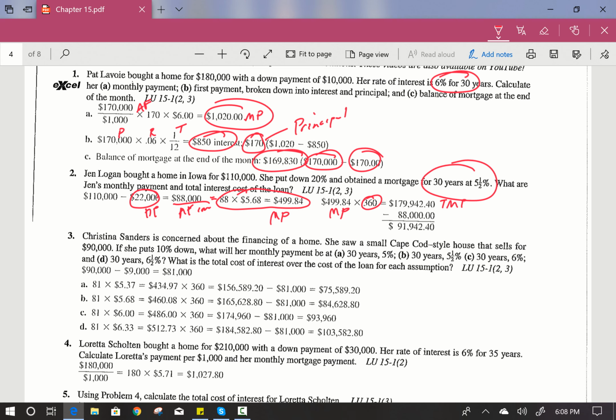And if we subtract our amount financed of $88,000, that's going to give us the total amount of interest that we're paying on this home of $91,942.40. Nearly $100,000 of interest on this $88,000 home. Can you believe that? Amazing. Make those extra payments. Never pay the minimum balance. Never, ever, ever. Make a much larger down payment if it's possible for you to do so.